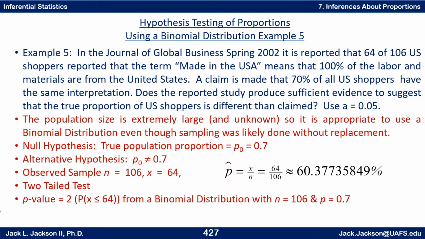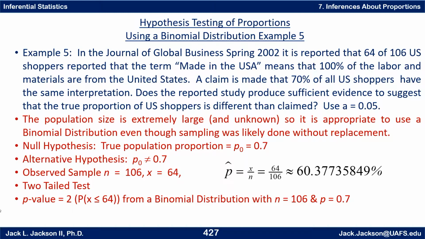The observed sample, n, is the sample size of 106, and x equals 64 is the number of successes in the sample. 64 divided by 106, or about 60%, is the p hat. So we got a sample proportion of about 60% when they claim it should be 70%. So we're going to do that with the two-tailed test.